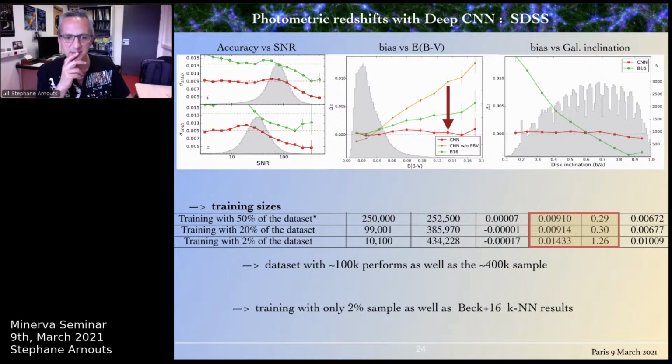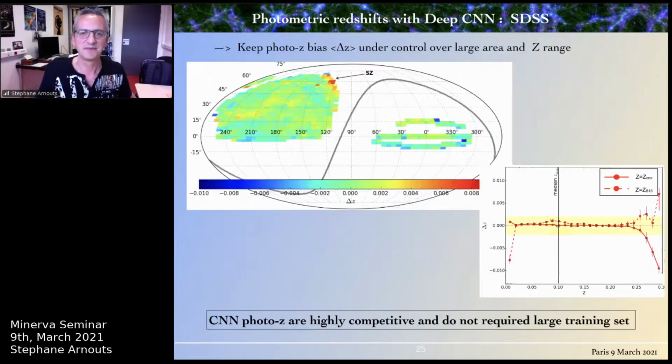So basically we can decrease the sample quite a lot without losing a lot. So we clearly converge quickly on a value which is reasonable for the CNN. So you don't need too large a sample. And finally, even when 2% of the total sample size is used for the training, we get about the same accuracy as Beck, just by using 2% of the full sample for the training. Which clearly means that we don't necessarily always need a huge training set to get reasonable results.